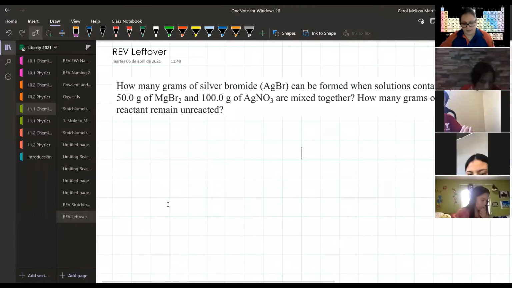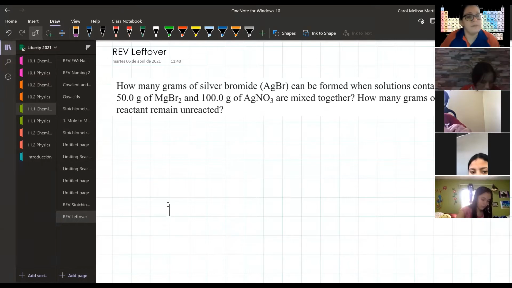Because it says 20 grams of silver bromide can be formed when solutions containing 50 grams of magnesium bromide and 100 grams of silver nitrate are mixed together. How many grams of excess reactant remain unreacted?